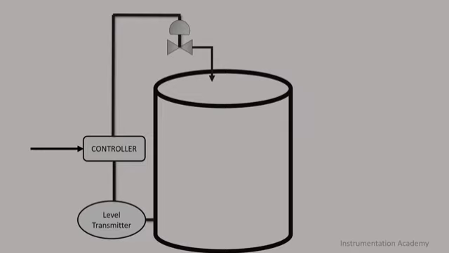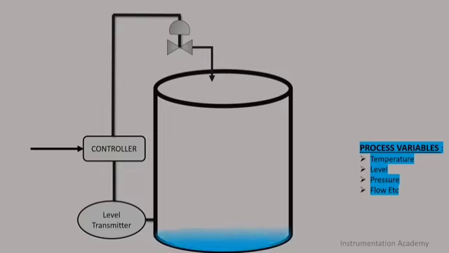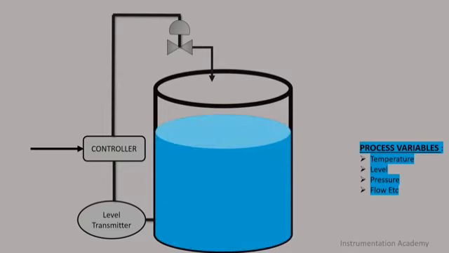Process variable or control variable. The measured value which needs to be controlled or monitored is known as process variable. Instrumentation deals with measuring and controlling of various process variables like pressure, temperature, flow, level, etc. In this figure, the process variable is level. Set point. The desired value of process variable is known as set point.